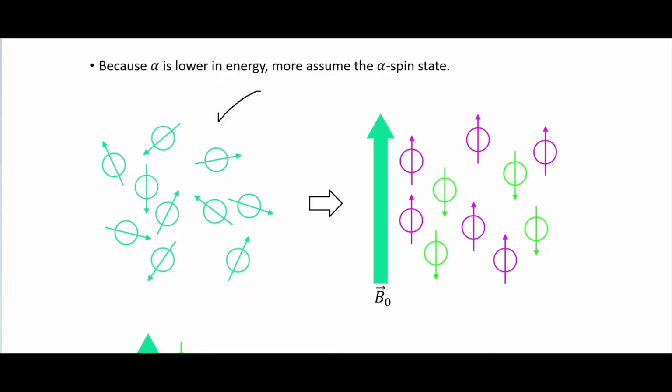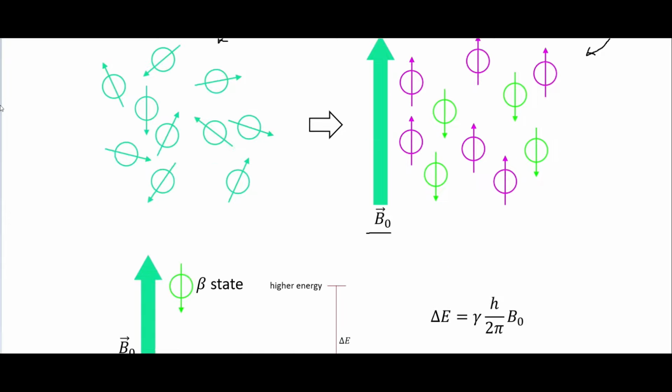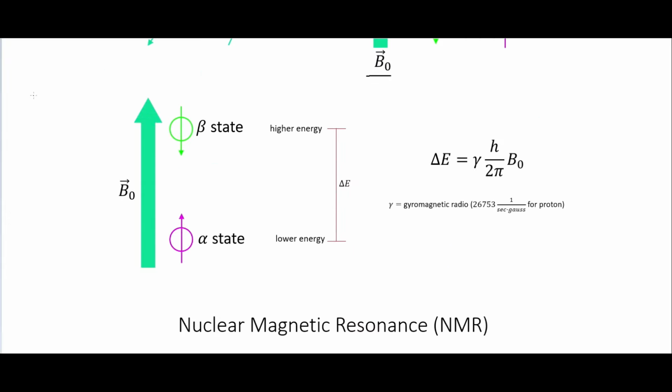So here they're randomly aligned before we turn on the magnetic field. The magnetic field turns on. These will then align. And what we see is that most of them will align with the magnetic field, and then fewer of them will align against the magnetic field. And the different states have a difference in energy. So we have the alpha state here, which is aligned with it, the beta state, which is aligned against it, and we have this difference in energy here that is based on the gyromagnetic ratio, the Planck constant, and the strength of our magnetic field.